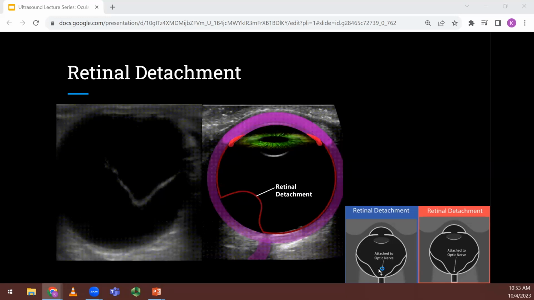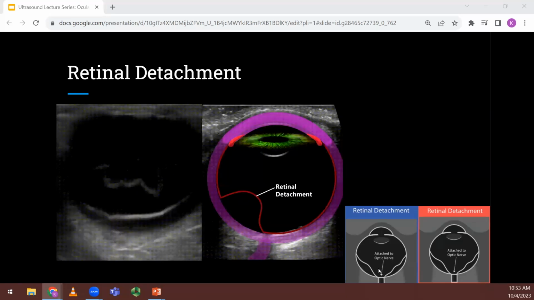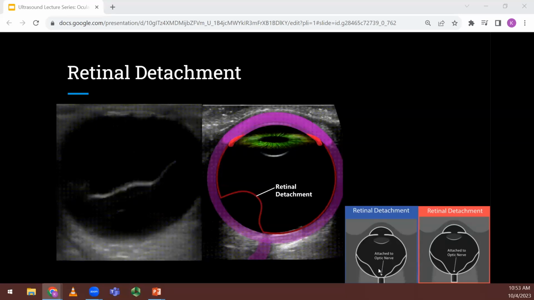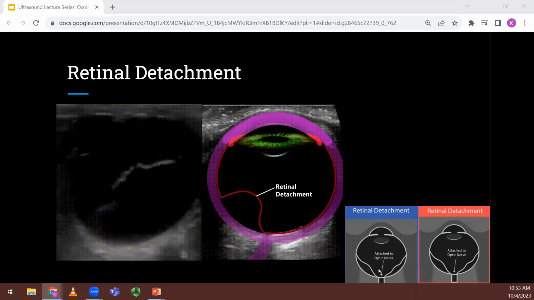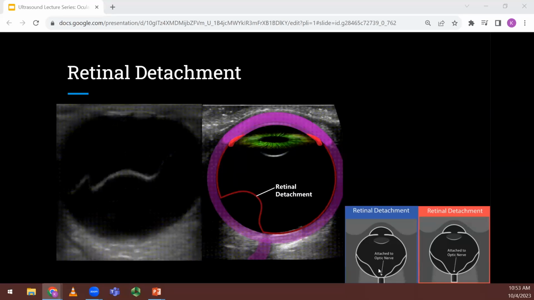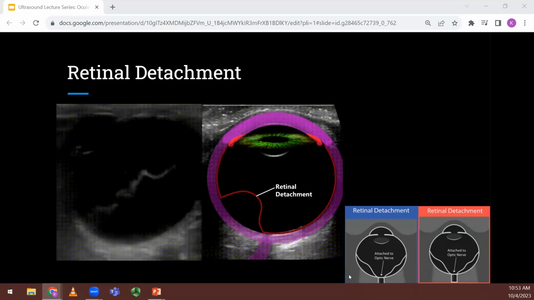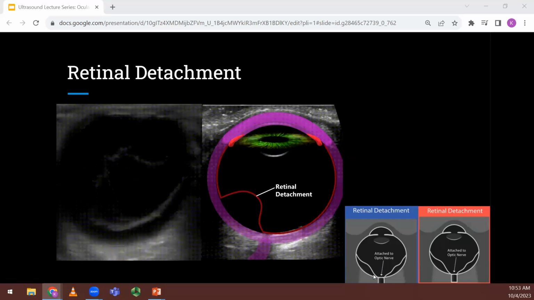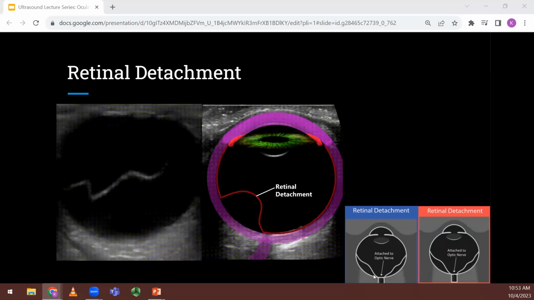It's going to present as new onset of flashers, floaters, maybe a dark veil or curtain, decreased peripheral vision or central vision loss. And in ultrasound, you're going to see this hyperechoic membrane in the posterior chamber that is mobile. Something important is that it's going to be attached to your optic nerve. And that is important to be aware of, because that's the main distinction between retinal detachment and vitreous detachment.